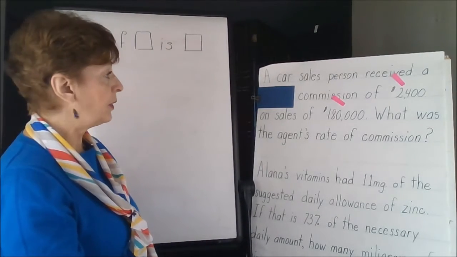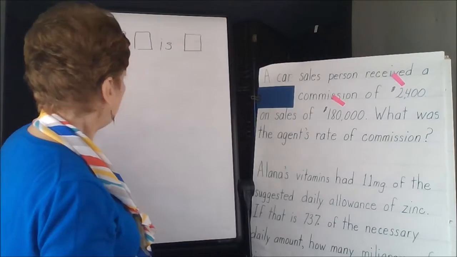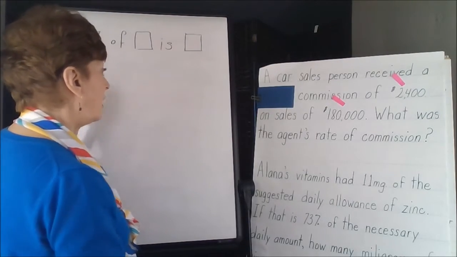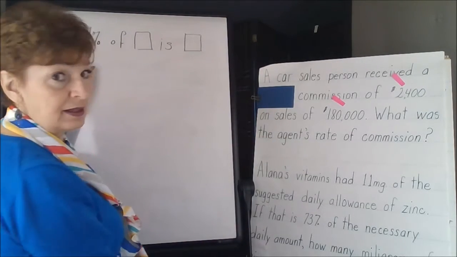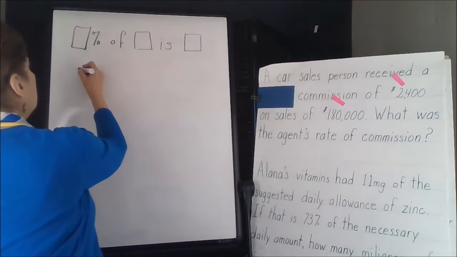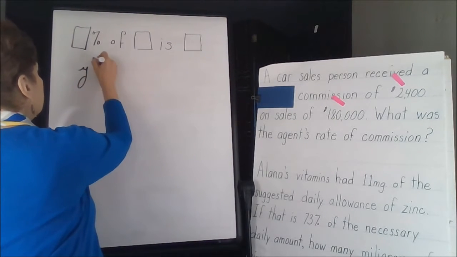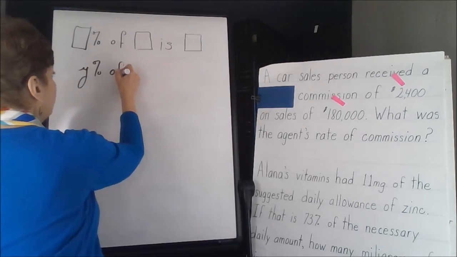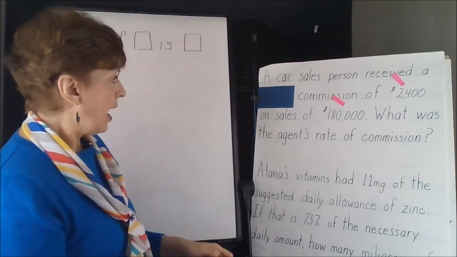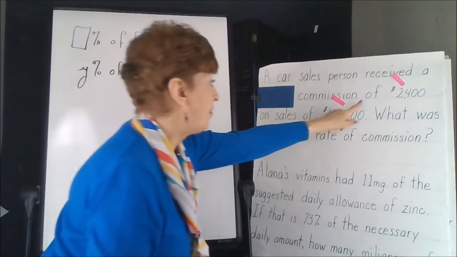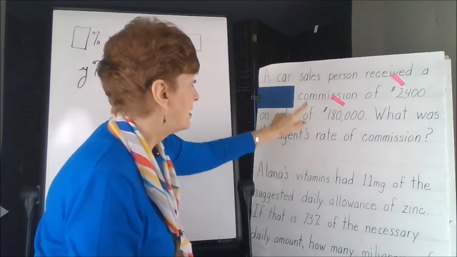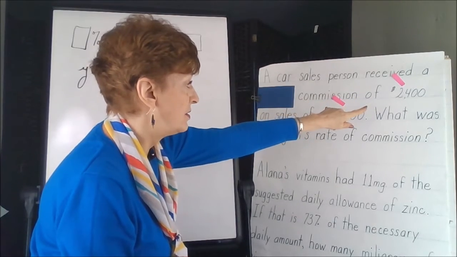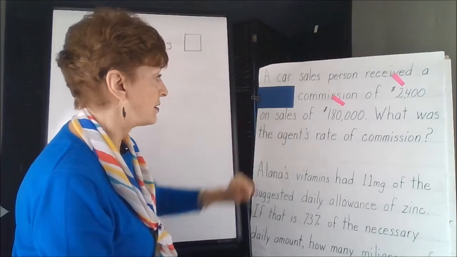So let's see if we can put this into our formula here. We don't have a percent. That's what we're trying to figure out. So we'll say y percent of, well, we both have ofs on these. This is commission of 2,400, and these are the sales.